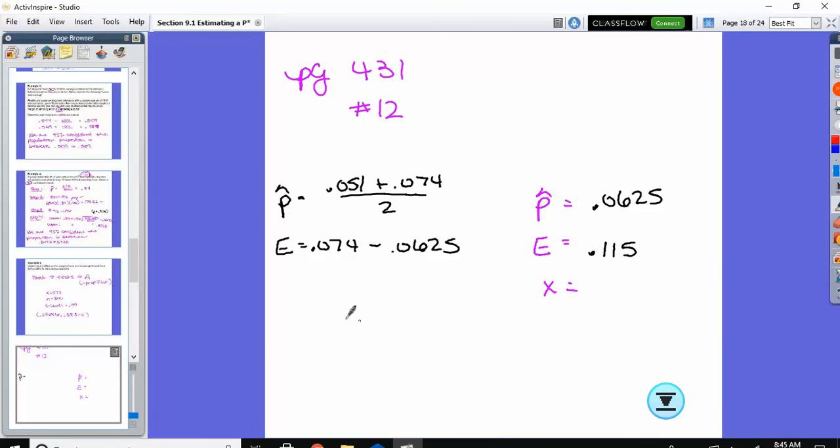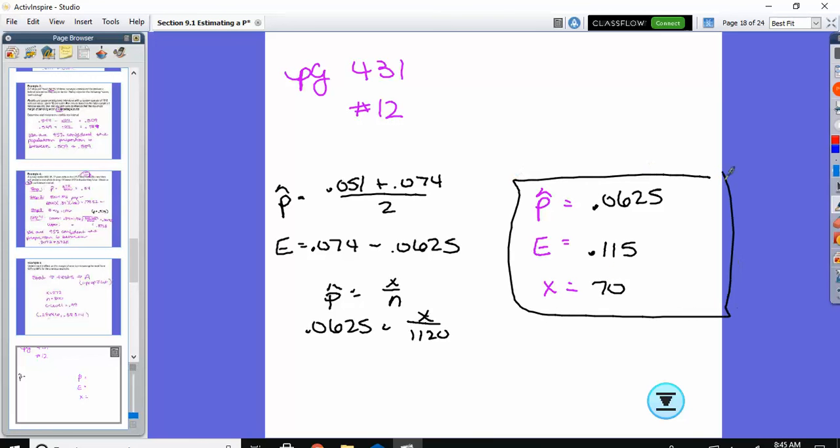All right, the last thing we need is x. Now keep in mind, p hat is just x over n. I know my p hat, and I know my n was 1,120. So if you just multiply that over, we get 70. And so that question really just takes an understanding of what a confidence interval is, knowing that your p hat is the center, you're just adding or subtracting that margin of error.